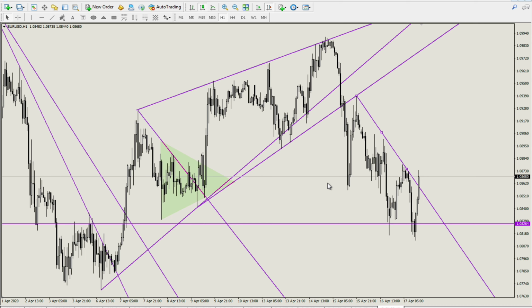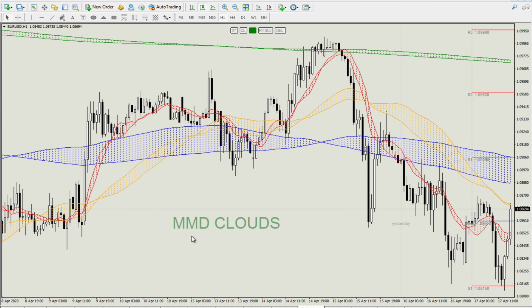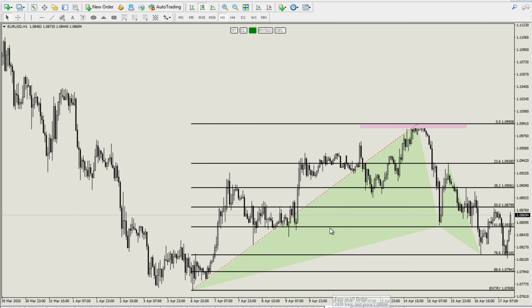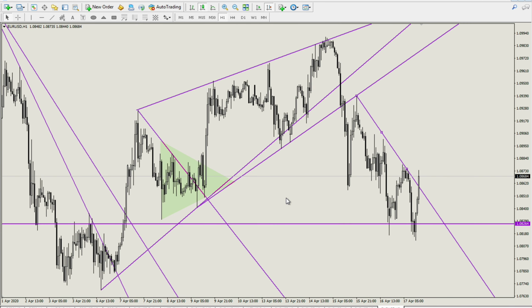So that's how you can trade markets using Ichimoku Kinko Hyo, using MMD Clouds, using Harmonic Patterns and Fibonacci clusters and levels, not only clusters, price action, and classic technical analysis. So you've got the 5 methods of trading markets. If you are not making money, you need to change your profession.